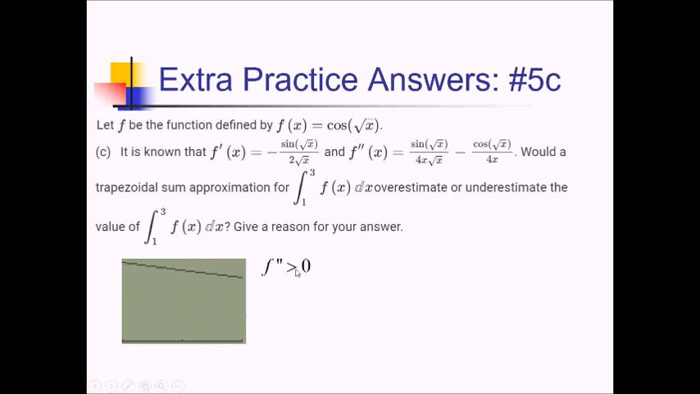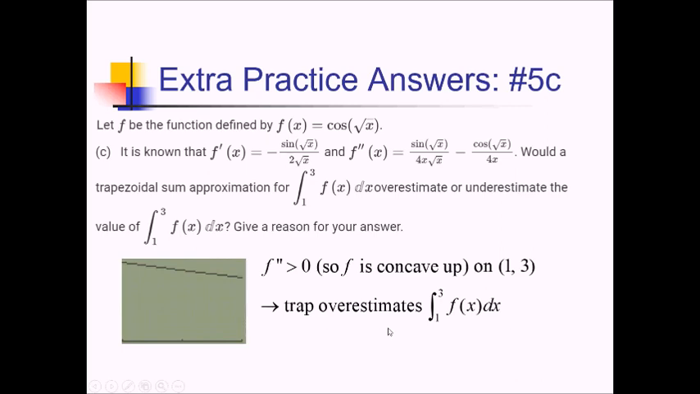So f double prime is positive, which means f is concave up on the interval from 1 to 3. That being the case, that means a trapezoidal rule is going to overestimate the true value, because trapezoidal rules are known to overestimate on concave up intervals.